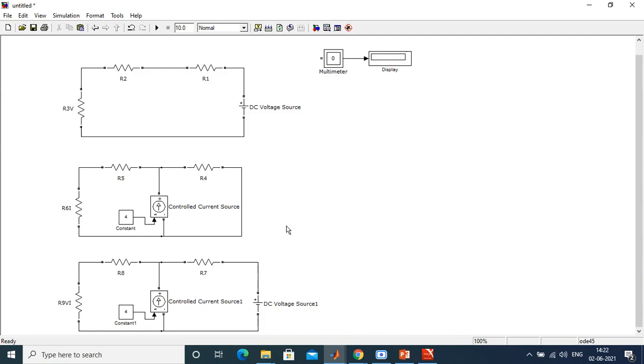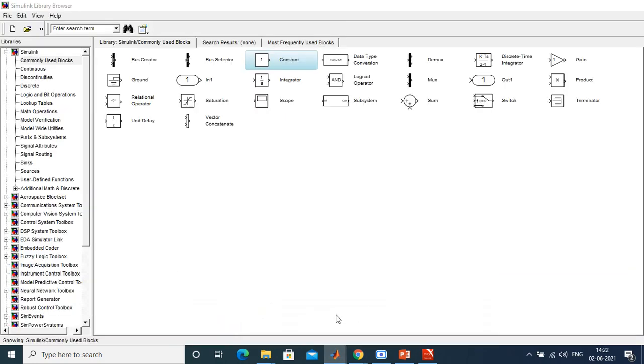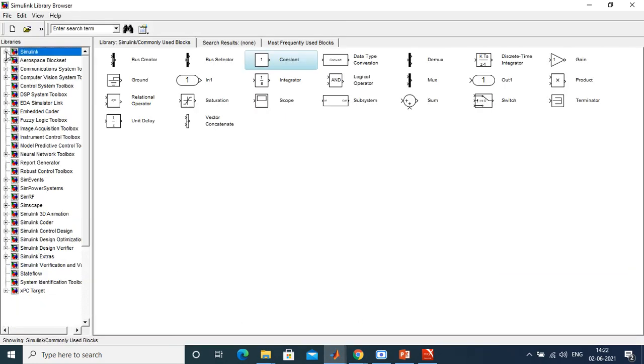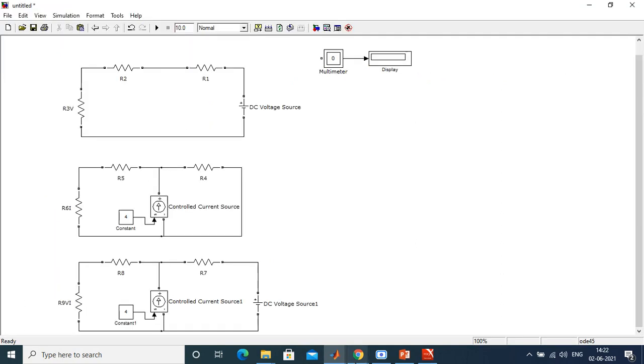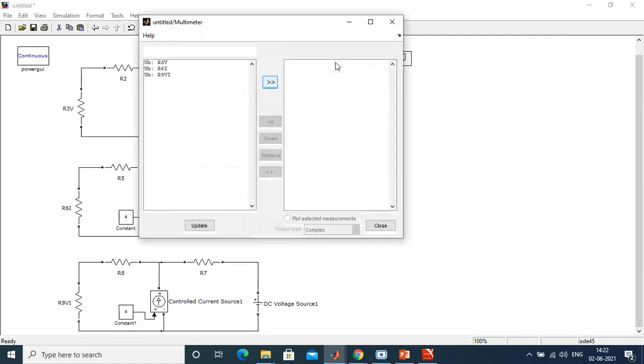So now I will go to the simulation, but there is no power GUI block. Definitely we will get an error. So we need to place a power GUI block. Okay, keep it somewhere, no need for connection. Okay, now go to the multimeter.